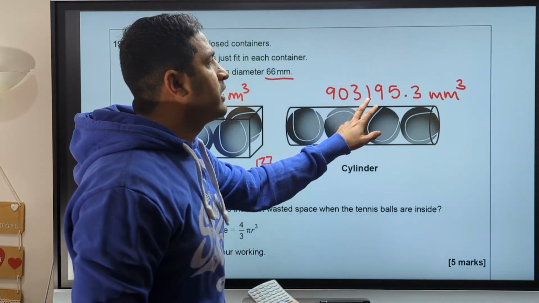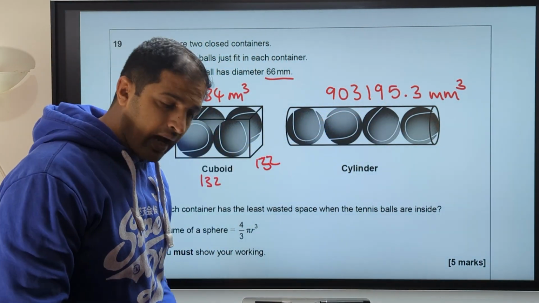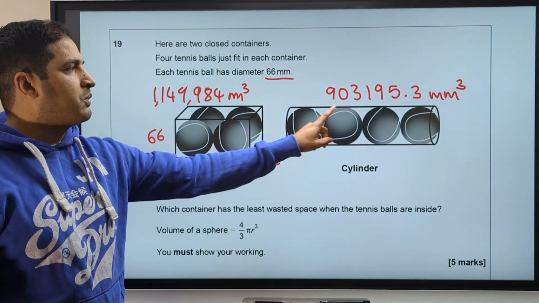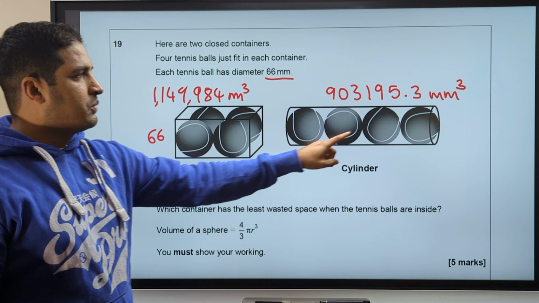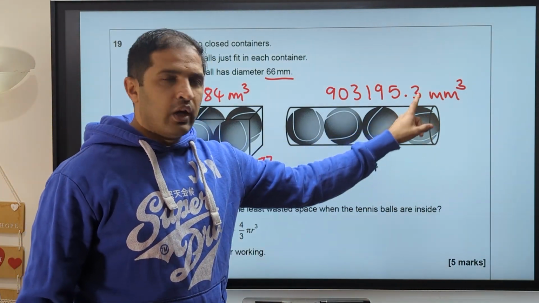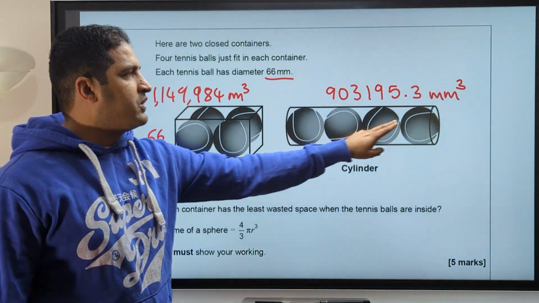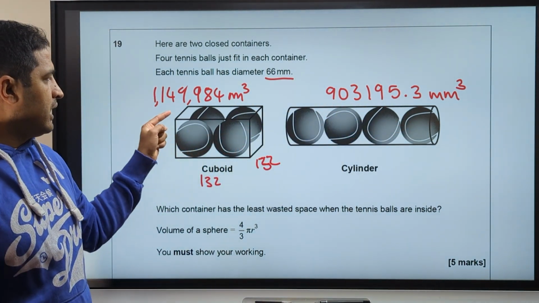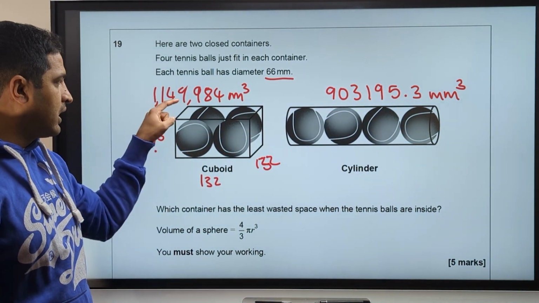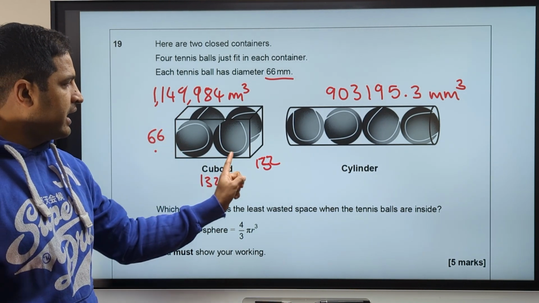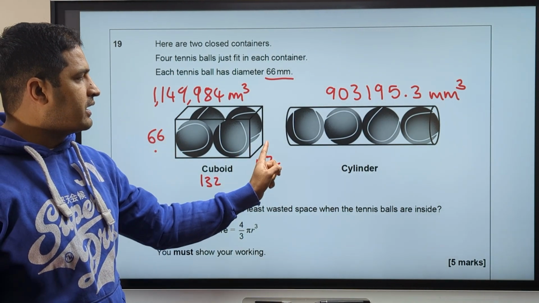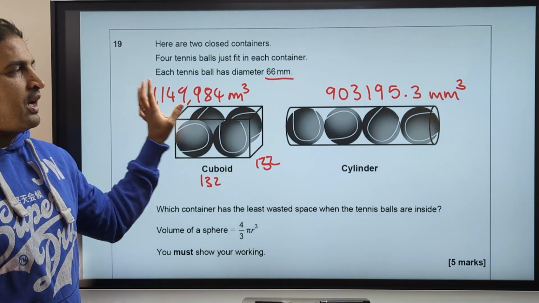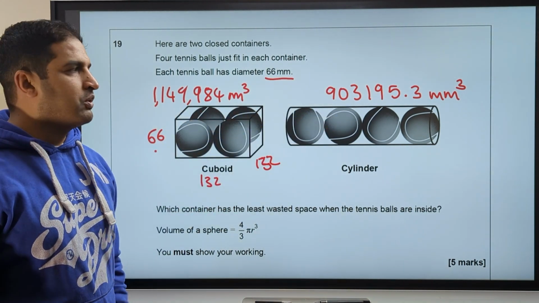So that's 903,195 millimeter cubed. That's all we needed to work out. So that's the volume of the cylinder, because we're doing the area of the base multiplied by the length, which is 4 lots of 66, because they're tightly packed. There's no space in between. Here we had the height, which is 66, because the diameter is 66. That length is 132. That length is 132. When you multiply all of those together, it gives you this. So working this out will give you the answer anyway.